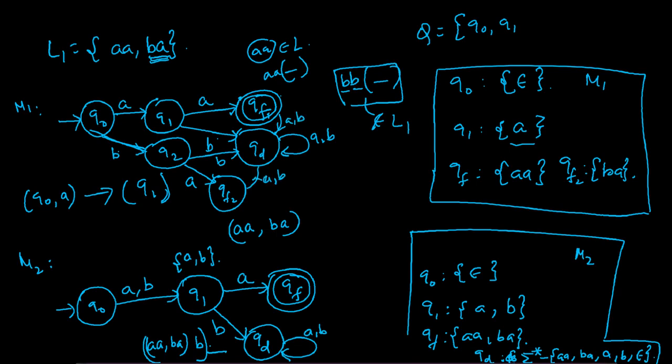Okay, so M1 and M2 are two DFAs for L1. It means that multiple DFAs are possible for the same language, but the minimal DFA would be only one. So there is only one minimal DFA for a language, but you can give multiple DFAs for the language. Okay. So it's good practice that while constructing a DFA, you try to construct a minimal DFA. Very good. Let's take another example.